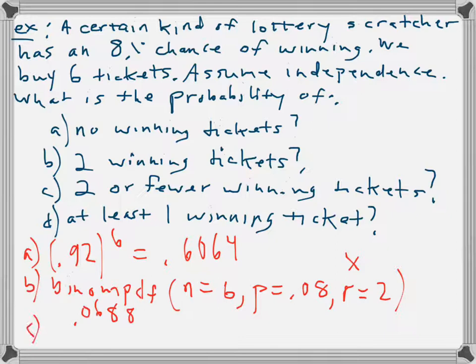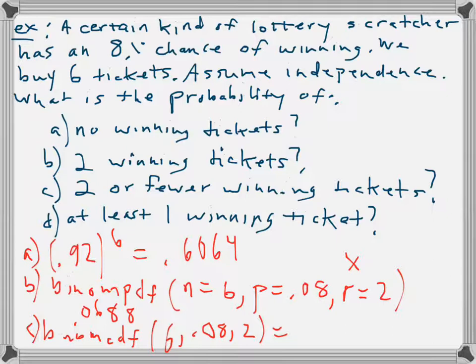C, 2 or fewer. So this is 2 or less. This is going to be a binomial CDF. And I'm going to end up using the same numbers as before. So all I change is essentially PDF to CDF. And by using this function, it's going to give me the probability of getting 2 or fewer. So 6, 0.08, x value 2.